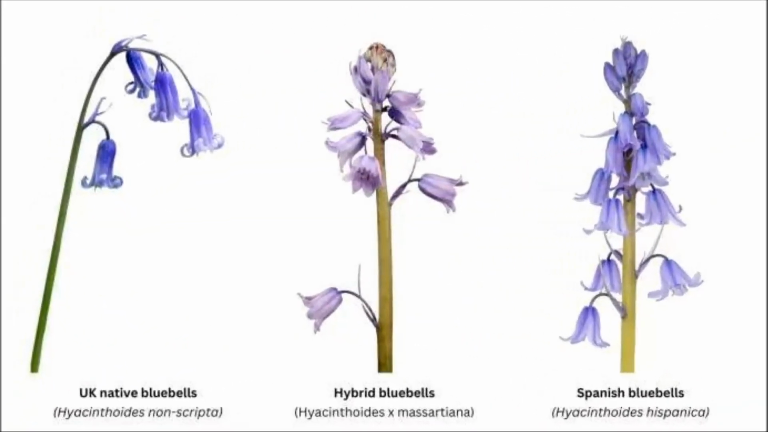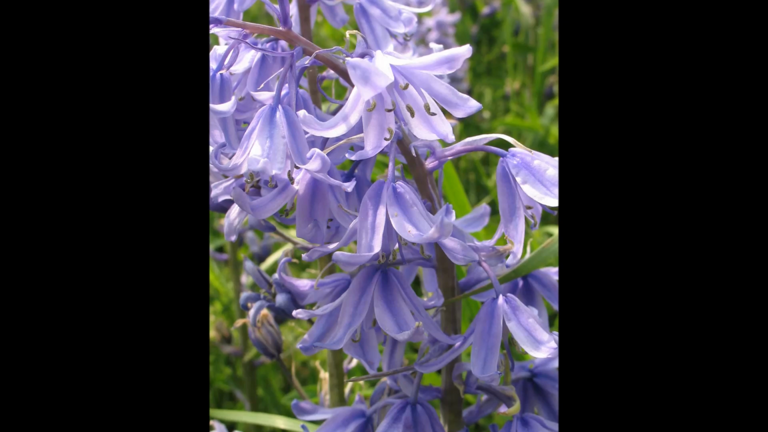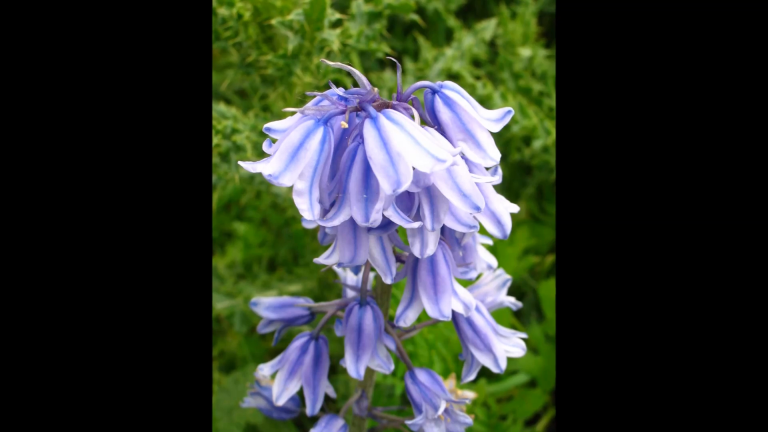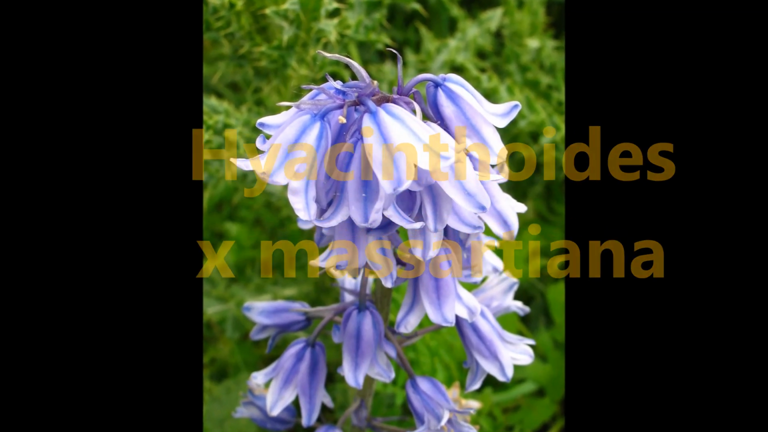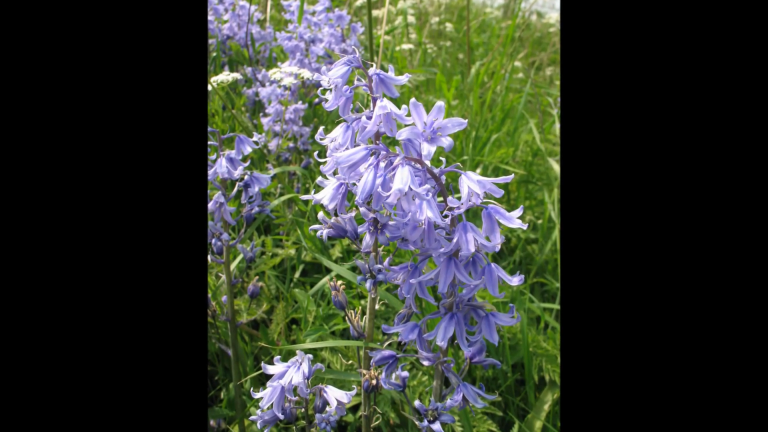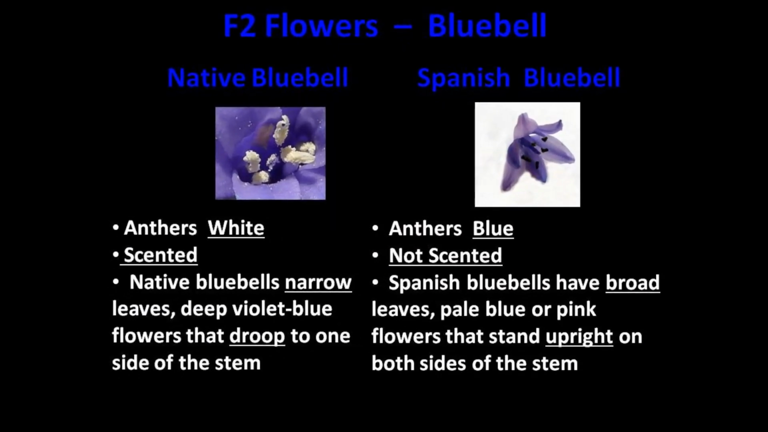Returning now to the garden escapee, the Spanish Bluebell or Hyacinthoides hispanica, we are now going to compare and contrast the identification features. It is worth noting that the resulting hybrid between native bluebell and Spanish bluebell, Hyacinthoides x massartiana, has features of both plants, making it on occasions difficult to differentiate. The following is a table of differences between the native bluebell on the left and the Spanish bluebell on the right. So let's work through the differences in slow time.